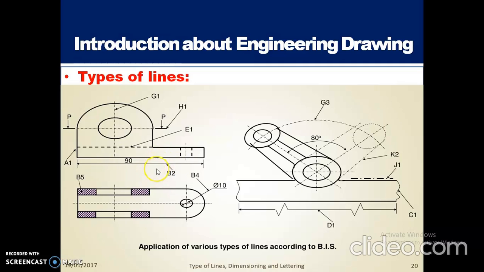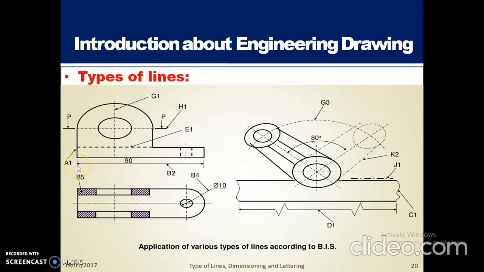What is a dimension line? The line which is used to indicate the measurement is called dimension line. This is our dimension line. The dimension line should always be in between two extension lines. So this line is called extension line.